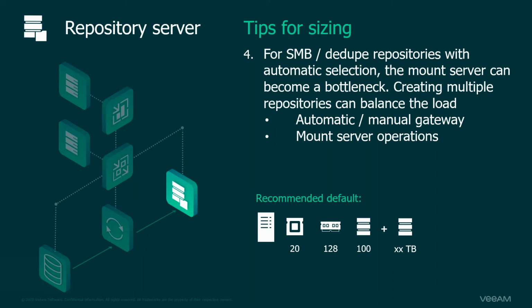The recommended defaults for, let's say, a Windows physical repository is going to be 20 CPU, 128 gig RAM, 100 gig of disk space for the OS and updates, and then XX terabytes, whatever backup space we just sized for your environment.